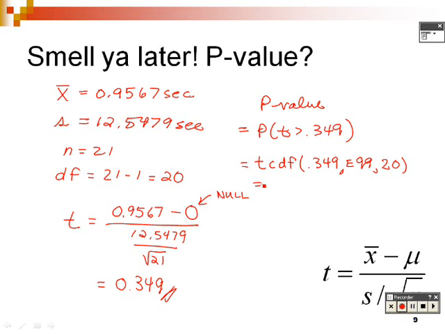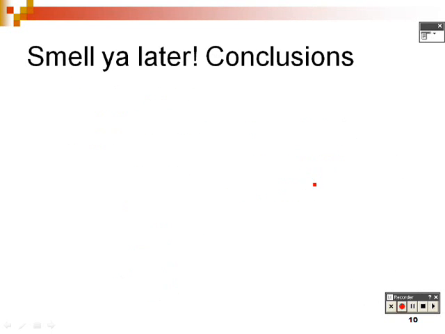And I come up with 36.5 or 0.365. So getting a statistic that's that extreme just by chance happens 36.5% of the time.